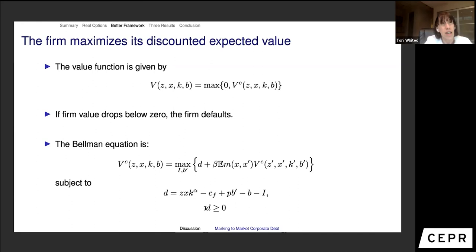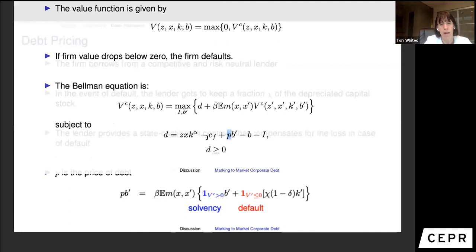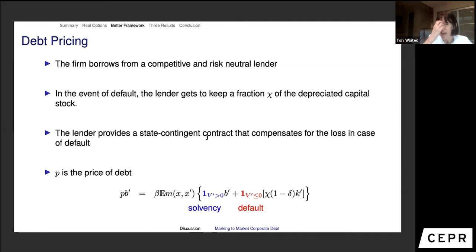Where does this P thing come from? It's just a fair pricing equation. In the event of default, the lender gets to keep a fraction of the capital, and the lender provides a state contingent contract that compensates for the loss in case of default. So the price is just the expected value of the probability of solvency times what you get in solvency, the face value, plus the probability of default times what you get in default, the recoverable value of capital. That's it, that's the model.